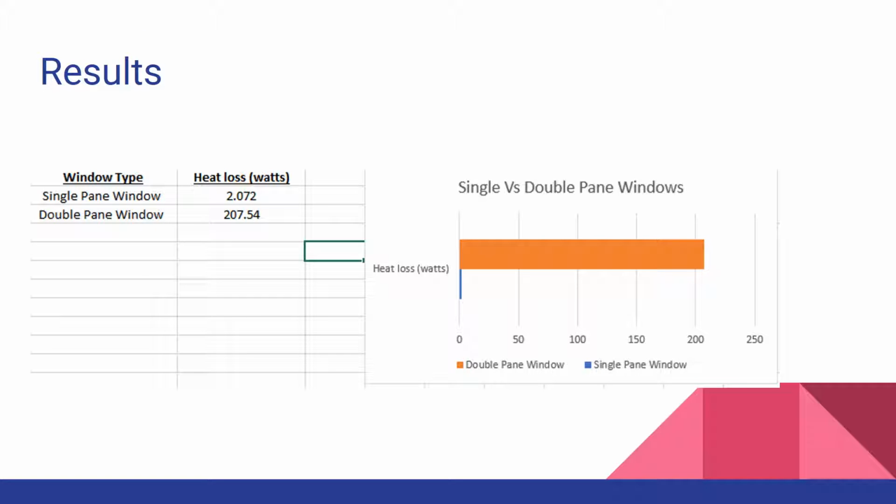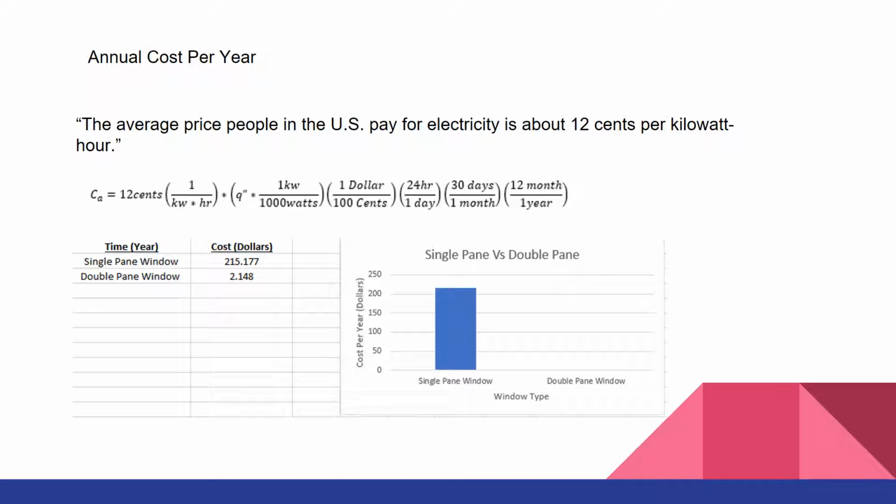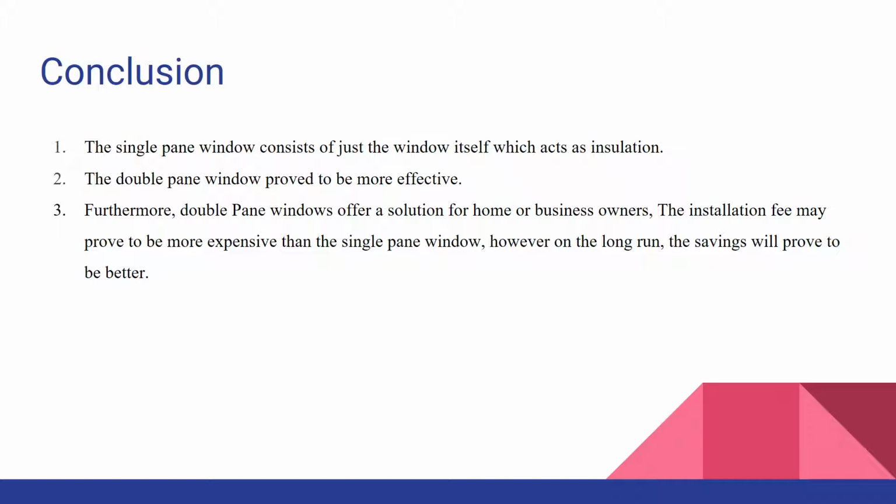From our result, we then graphed our results on an Excel spreadsheet, which includes a single pane window and a double pane window. As you can see, there was a big difference in heat loss between both. Along with that, we also calculate the annual cost per year for both the single pane windows and the double pane windows. As you can see here, the amount of dollars for the single pane window is a lot more money than the double pane window. You could tell now that it's a big difference when you install both of them.